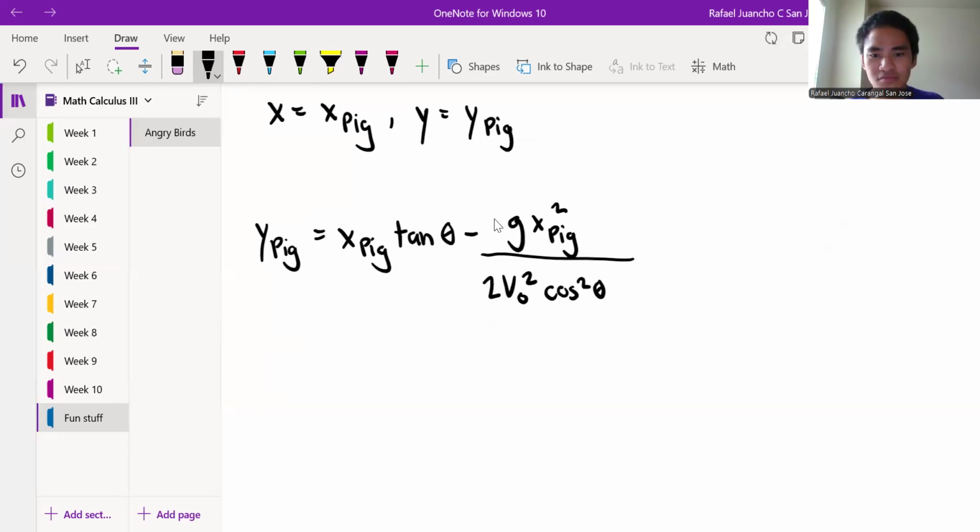There we go. And what does that equation tell us? Well, it tells us that we have our pig position. So this is where our pig is.